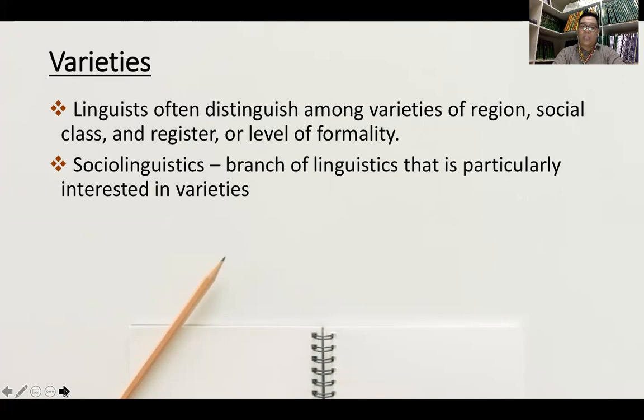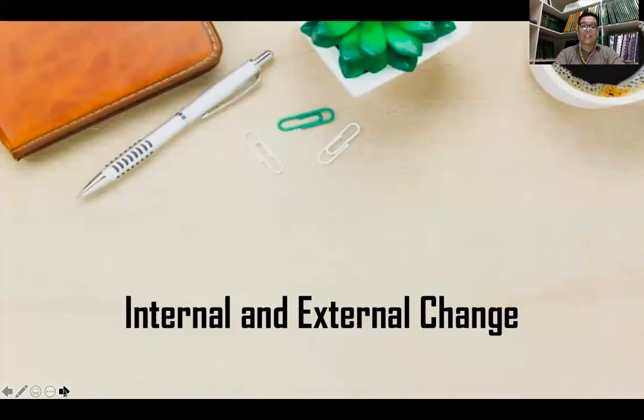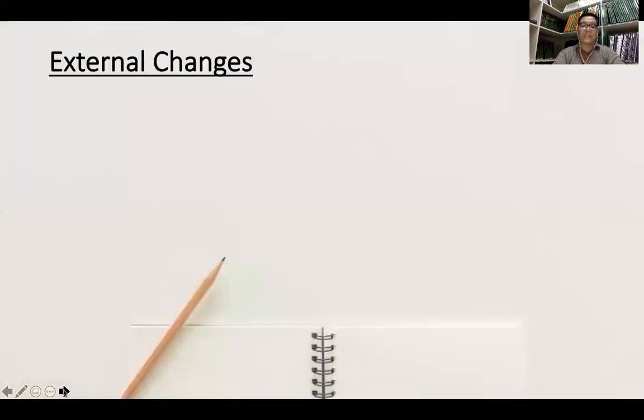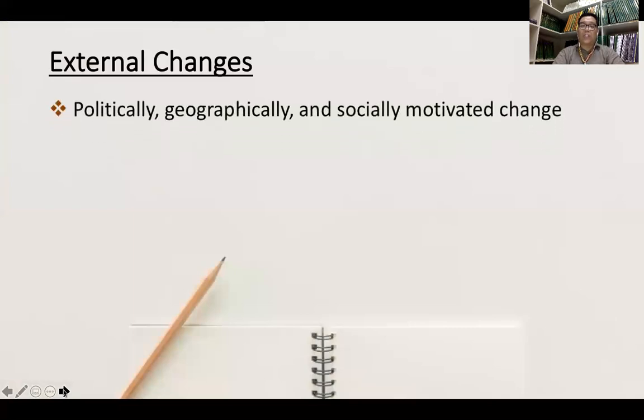Now, since we are talking about language varieties, we are also introduced to sociolinguistics, which is a branch of linguistics that is particularly interested in these language varieties. And since we are talking about the varieties here, we might as well talk about the internal and the external changes that happen in the English language, which also cause variations not only in phonology, but also in other linguistic aspects. Let's start with external changes. External changes are politically, geographically, and socially motivated changes.